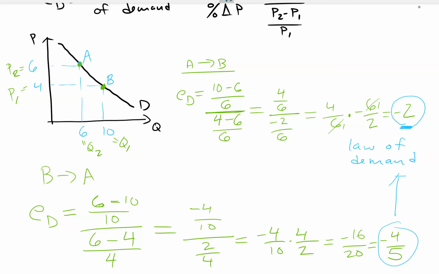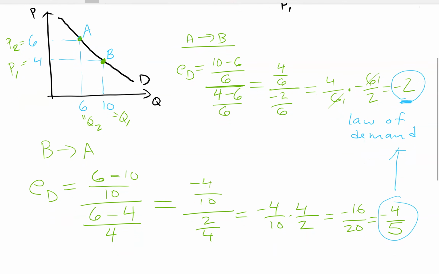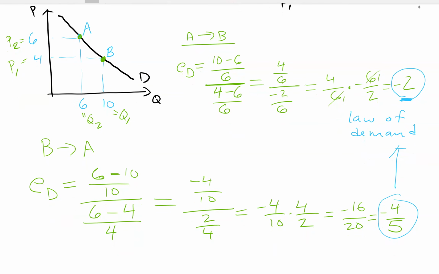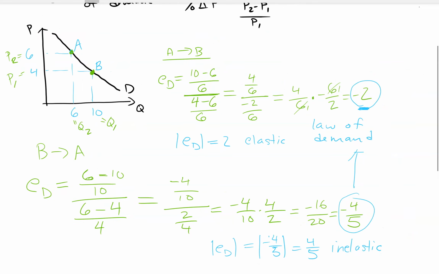Now, there are two things we can do with this answer. One is we can evaluate it. One way to evaluate it here is to take the absolute value, which gets rid of the negative sign. So that equals 2, and going from A to B, it appears to be elastic. Remember, greater than 1 is elastic. Down here, we take the absolute value of negative 4/5, so this is 4/5, and this is inelastic.